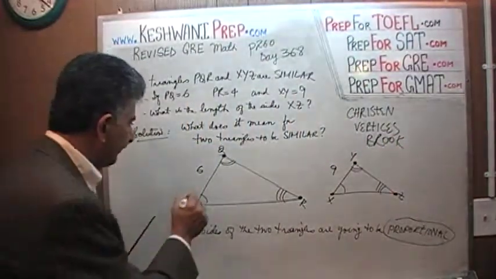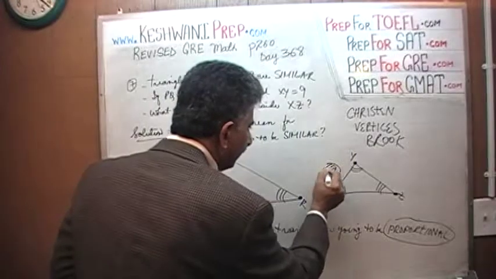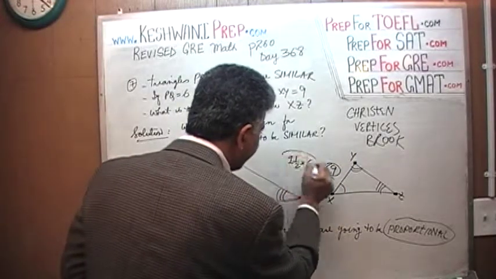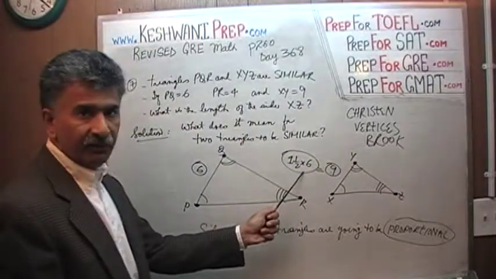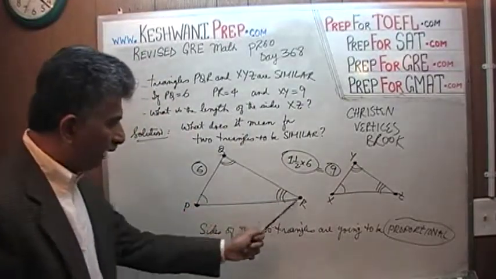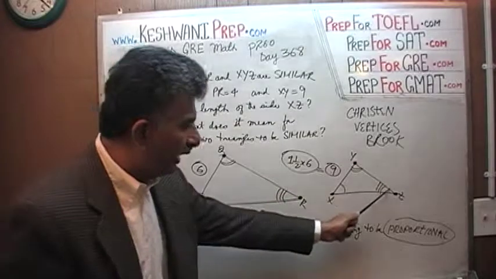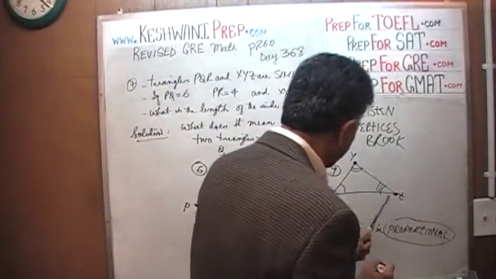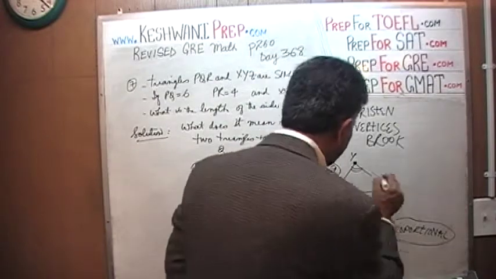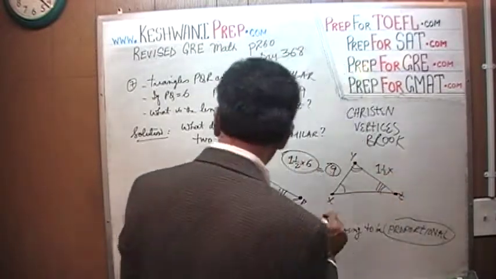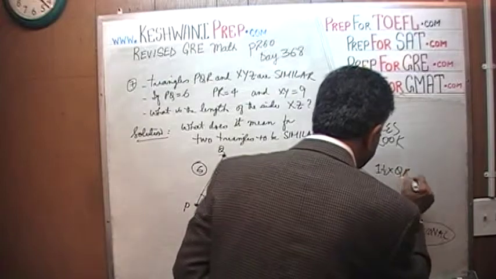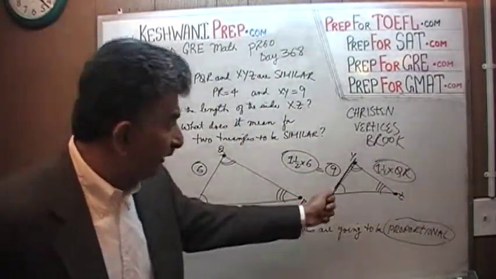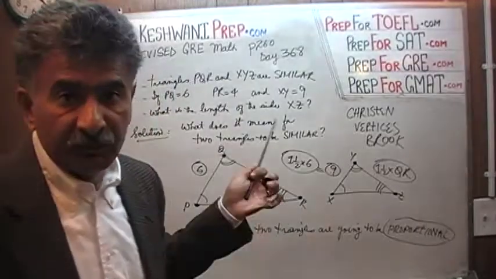So what do we notice? This is 6 and this is 9. This 9 actually is 1.5 times 6, which means that this side, X to Y, is going to be 1.5 times P to Q. Likewise, Y to Z is going to be 1.5 times Q to R. But they don't tell you how much Q to R is, nor are they asking you anything about Y to Z. So that side we're just going to ignore.